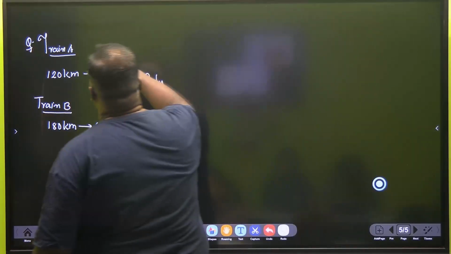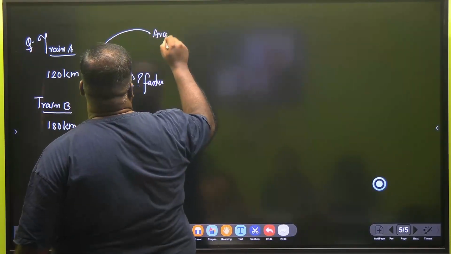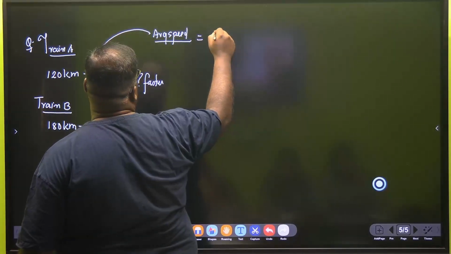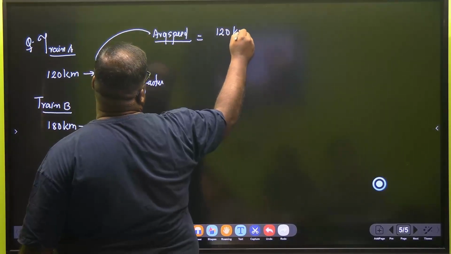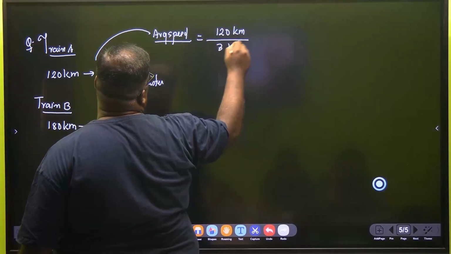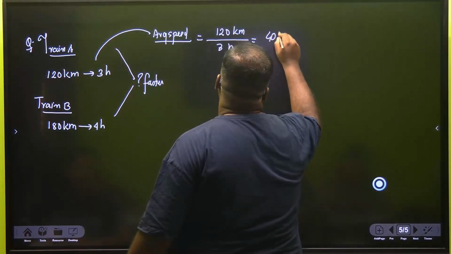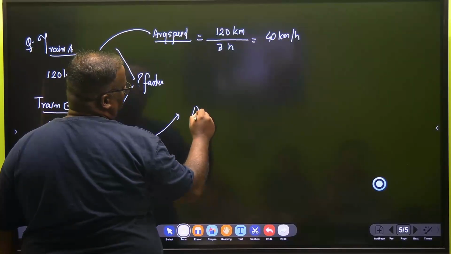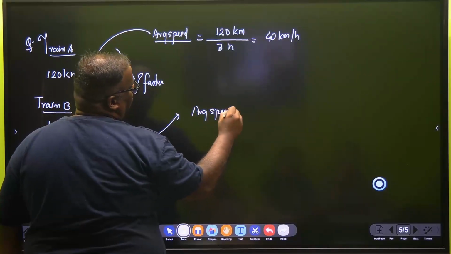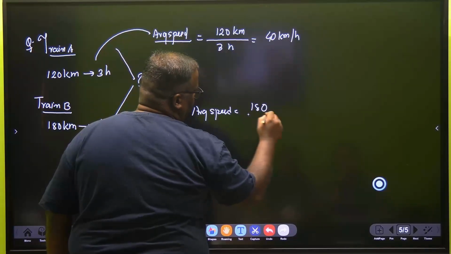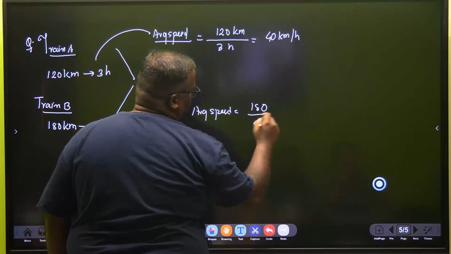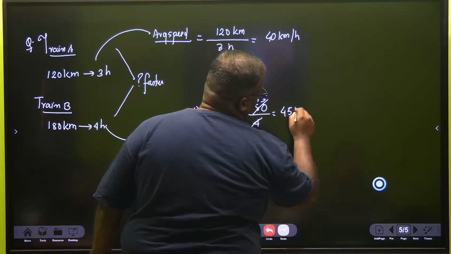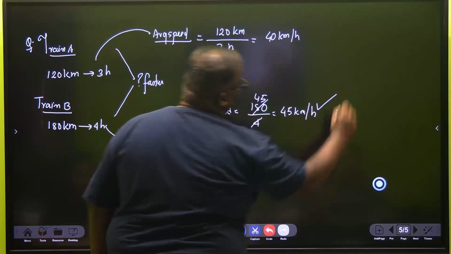Look at the first train. Find out what is the average speed here. The average speed is total distance traveled. How much distance did it travel? 120 kilometer divided by total time taken, 3 hours, which is equal to how much? 40 kilometer per hour. And see what is the average speed of this one. How much is it? 180 divided by 4. So this is 45 kilometer per hour. So this train has traveled faster.